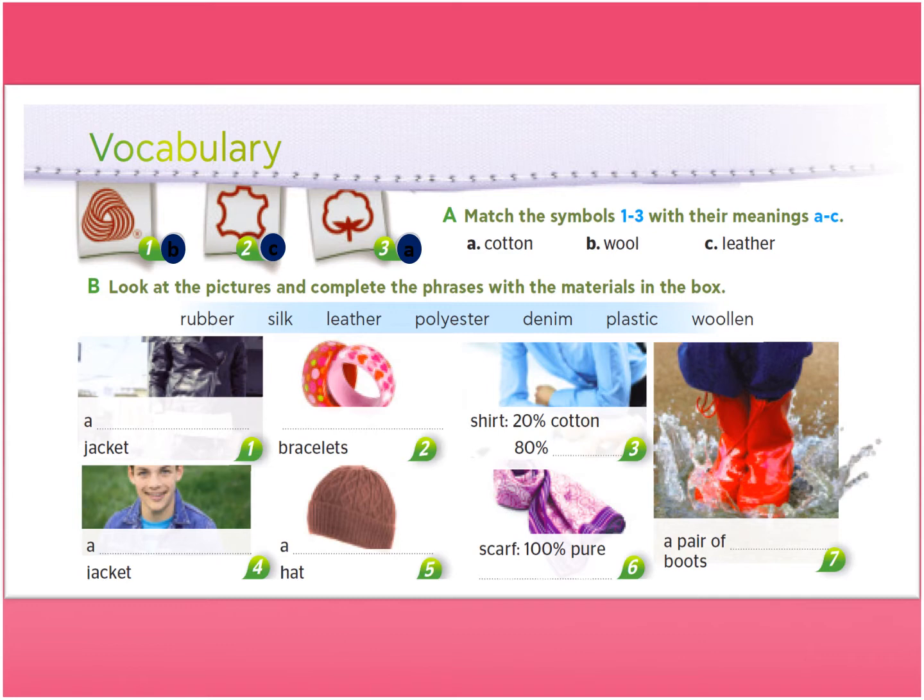Exercise number B. Look at the picture and write the suitable materials for each one. Number 1, jacket, from rubber, silk, leather, polyester, denim, plastic, wool. Yes, leather, plastic. Polyester, denim, wool, silk, rubber.